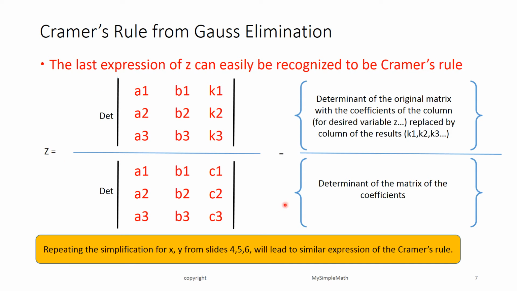These two determinants. The top determinant in the numerator is the determinant of the matrix where the coefficients ai, bi or ci, which is the column for the variable that is in question, here it's ci, is replaced by the results column, that is k1, k2, k3. And the determinant in the denominator is the determinant of the matrix of the coefficients without any replacement.